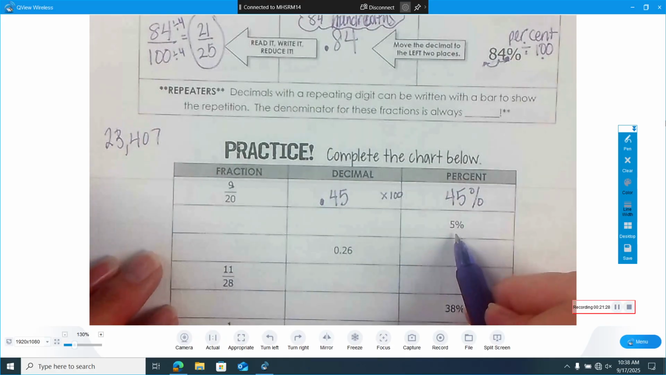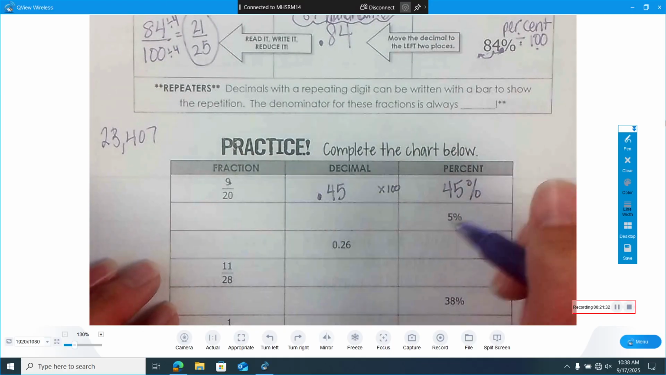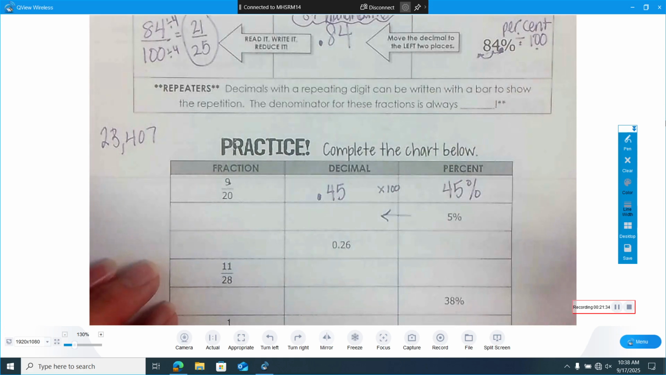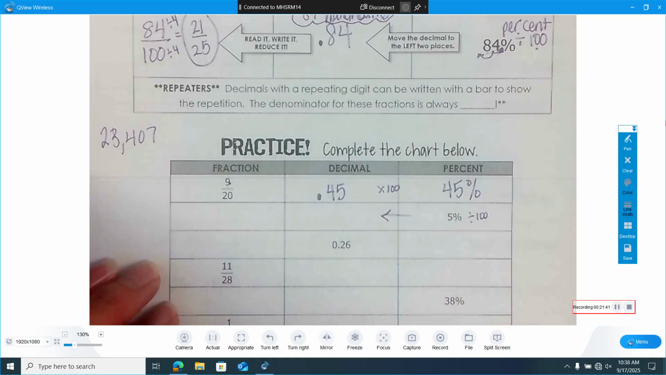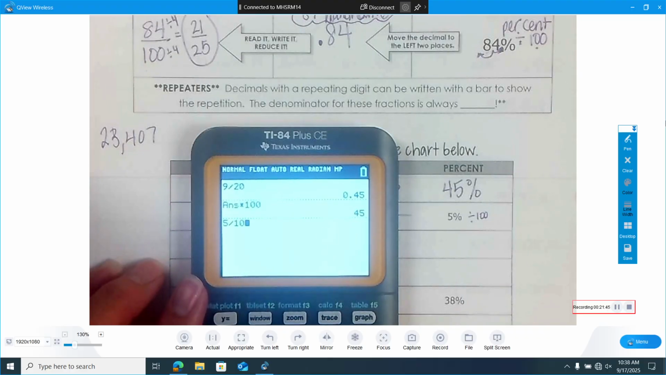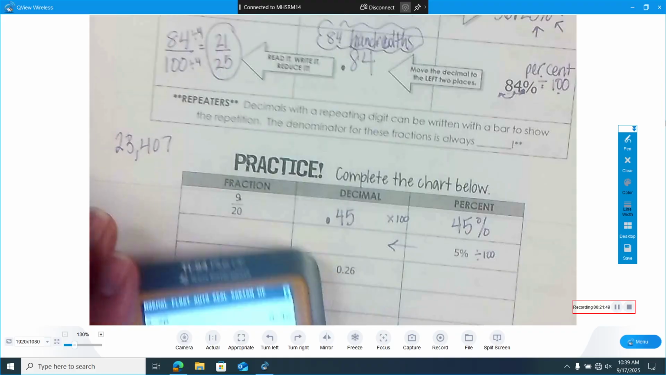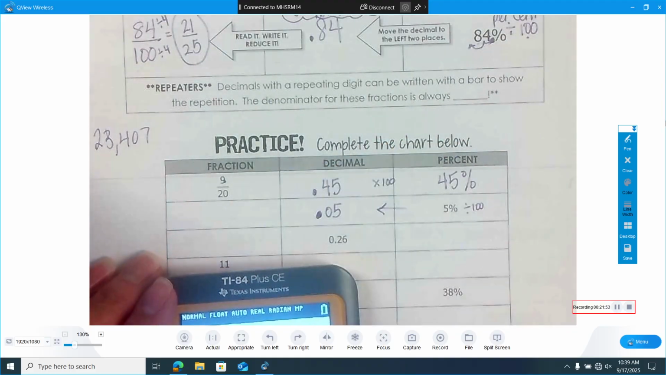All right, I'm starting here at a 5%. What do I need to do to convert that to a decimal? Yeah, divide by 100. That's what percent means. So 5 divided by 100, and I get 0.05.